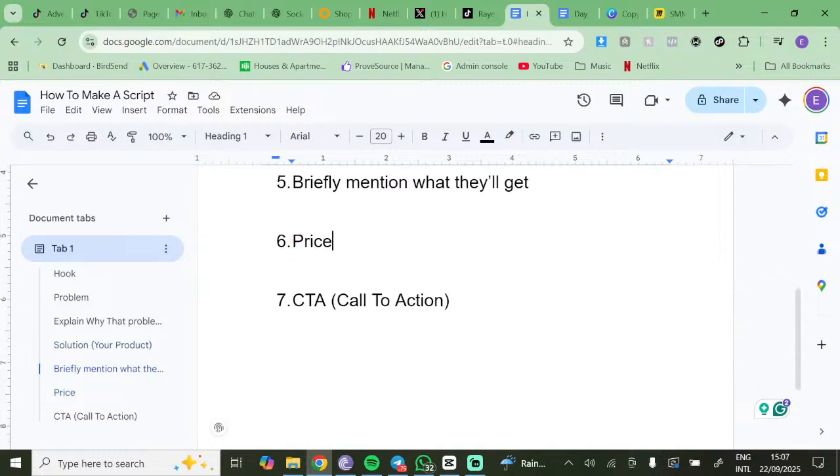Then at the end, you now tell them what to do next. We call it a CTA. CTA is call to action. You have to tell people what to do next. Otherwise, they will not do it, right? And it's kind of funny because you would think that people would have common sense to just click the link in your bio, but they don't.